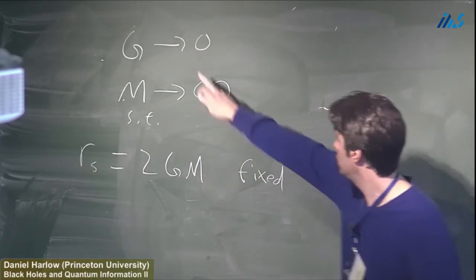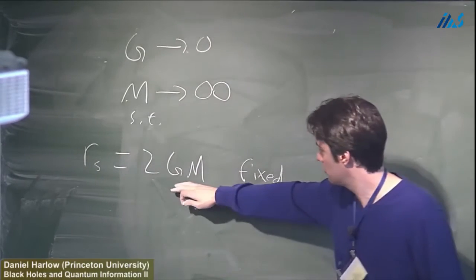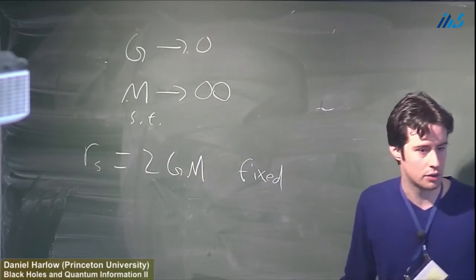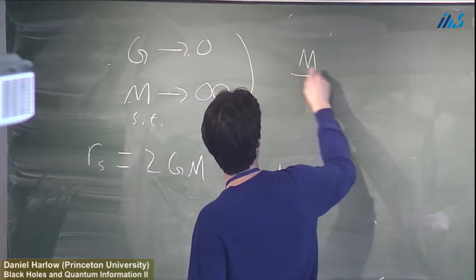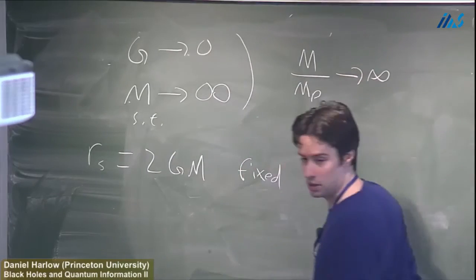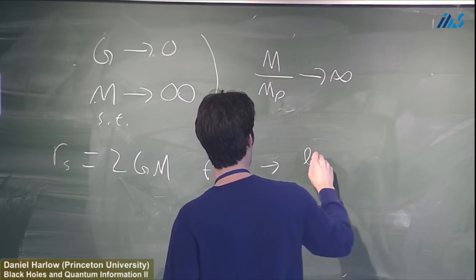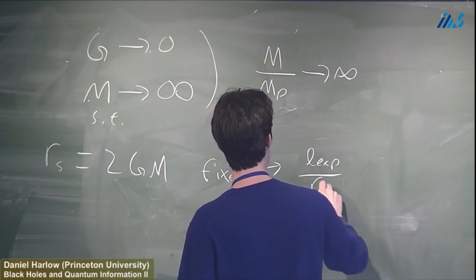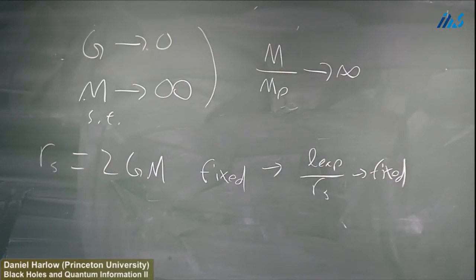And then I'm going to take G to 0, and I'm going to keep the scale of experiments that I'm interested in of order the Schwarzschild radius as I do that. So in other words, these two things you combine into a dimensionless statement, which is that m over m Planck goes to infinity, and this one becomes the length of experiments over Rs fixed. Okay, and that's the mathematical limit that I'm interested in.